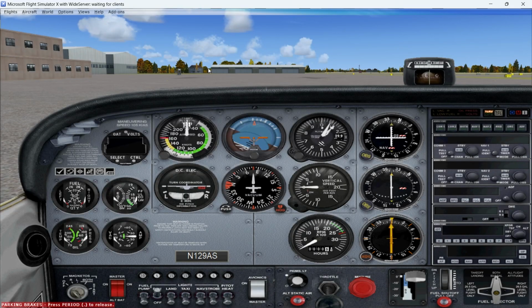Hey everybody, we are back at KLZU in the cockpit of the stock Cessna 172 in FSX, and in this video we're going to get familiar with the layout of the cockpit panel gauges and what they do. We'll start from the left-hand side of the panel and work our way over to the right and finish with the bottom of the panel as you see it here.